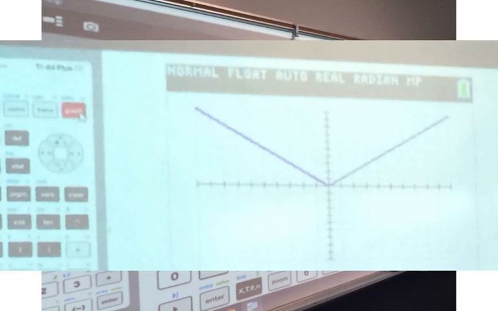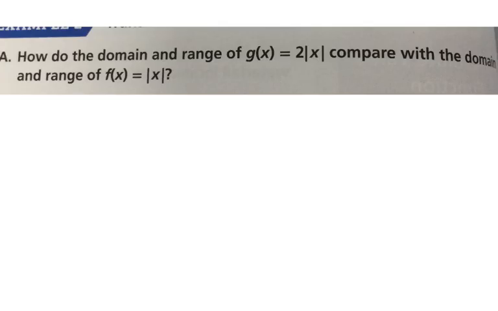Here's what the graph should look like. We just talked about, let me go back, you guys can't see both. We talked about for the absolute value of X, the domain and range. The domain was negative infinity to positive infinity. And the range was from 0 to infinity. We want to know, how does that compare if I had this function, g of x, which is 2 times the absolute value of x?